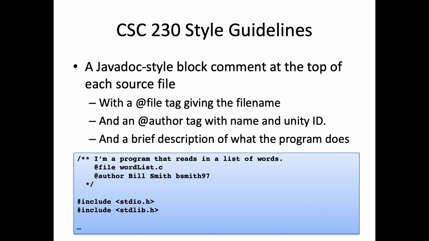So among other things, our coding style rules say that you'll have block comments, Javadoc style block comments, at the top of every source file and in front of every method, or sorry, every function in C. At the top of every file, in addition to saying what that file is, you'll have a tag for the file name. That's necessary for the utility that we can use for extracting the Javadoc comments out of a C program. So you have to help it out by saying what source file it's parsing. And you're expected to have an author tag. So say who you are, including your name and Unity ID.